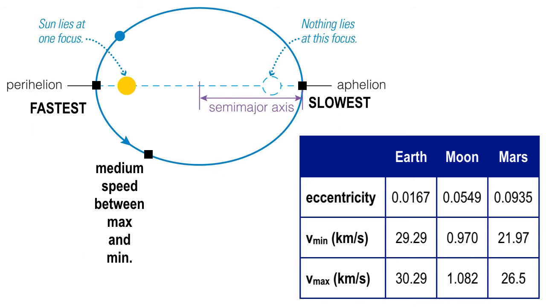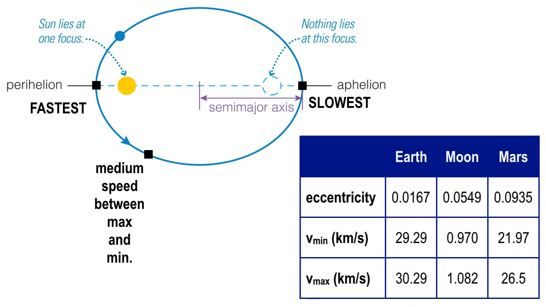Eccentricity 0.0935. And look at those speed variations. 21.97 kilometers per second minimum, and 26.5 for maximum for Mars. Now, Mars is slower than Earth. The maximum speed for Mars is slower than the maximum speed for Earth. Matter of fact, the maximum speed for Mars is slower than the slowest speed for Earth, because Earth is closer. It's closer in, gravity stronger, a little bit faster orbit.